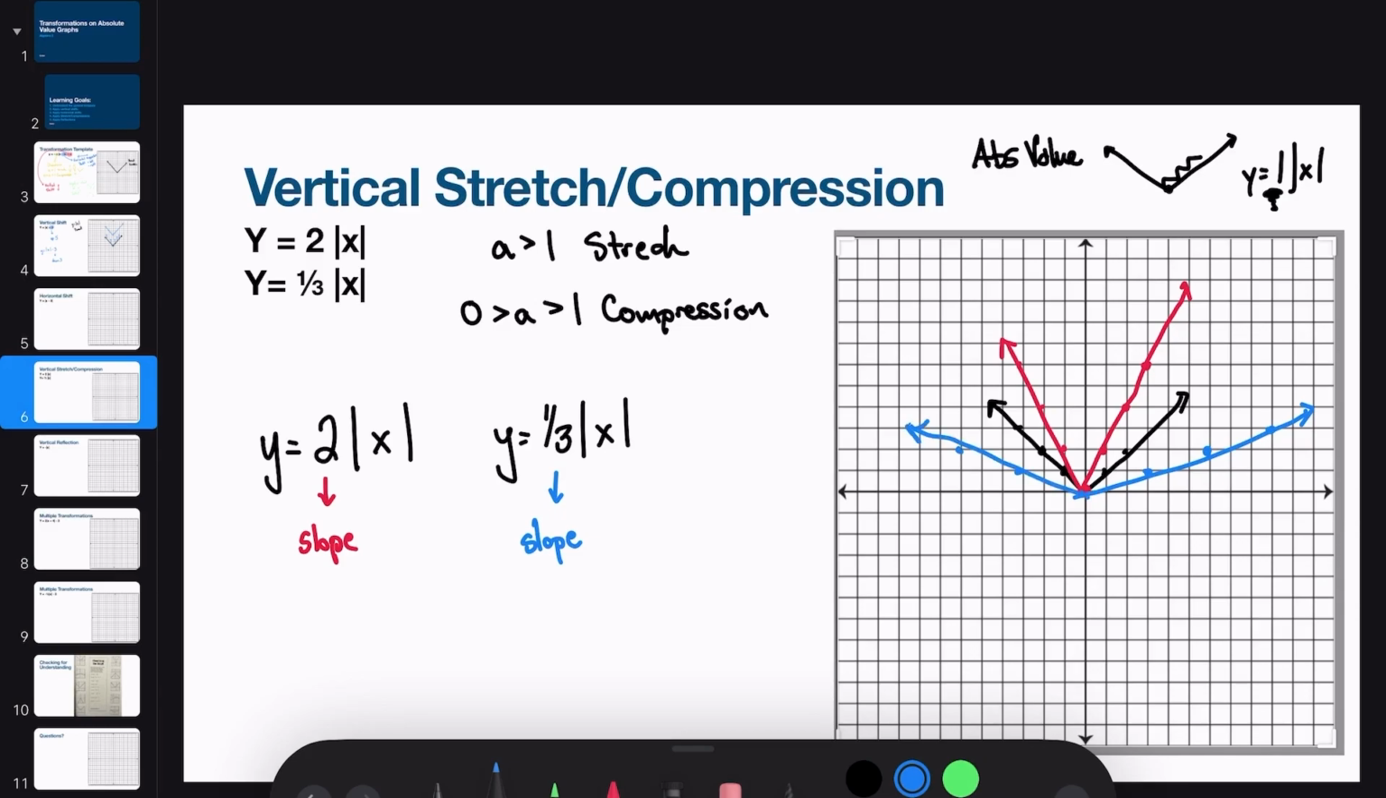That confirms our idea that in the red, it was a stretch because this was 2, so it looks like we've taken the parent and stretched it out, pulled it up. And then in the blue situation, it was a fraction, so it's like we compressed that parent function down towards the axis. That's why they're called stretches and compressions.